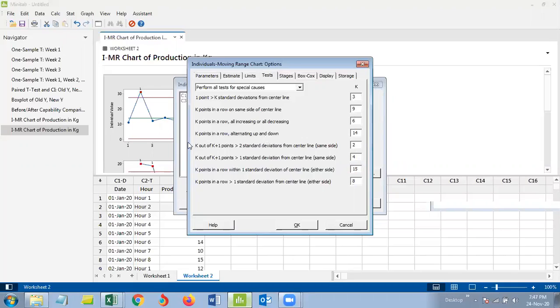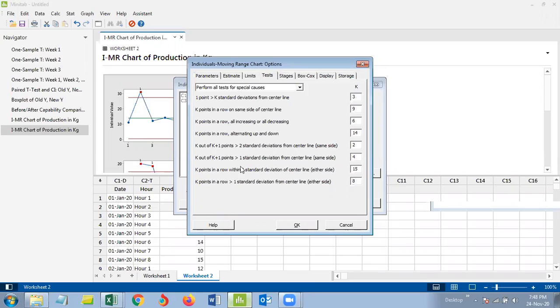Similarly, it says 2 points out of 3 points. 2 out of 3 points are greater than 2 standard deviations. So it's saying there are values moving outside the second standard deviation. That means they are close to the boundary, because if they are outside the second standard deviation, it is very close to the third standard deviation. You have a possible threat because the data points are very close to the upper limit or the lower limit. I am giving you an alert well in advance. Please check, because it can cross the limits anytime. It's very close to it.